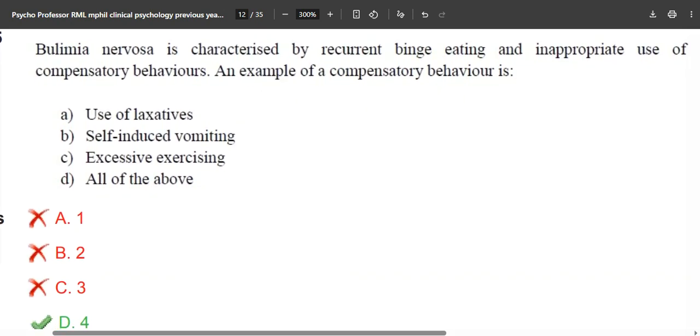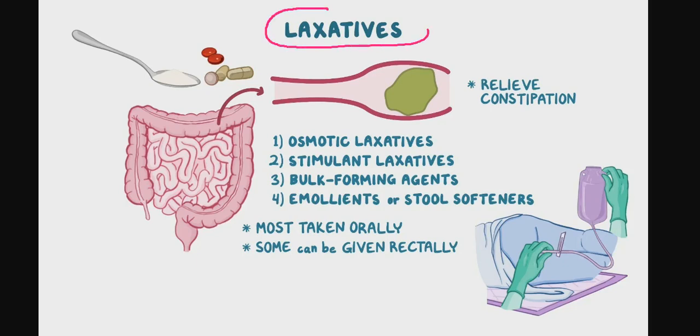Okay, so what is the correct answer? Use of laxatives, self-induced vomiting, excessive exercising, and option number D, all of the above. So what will you mark? You will mark option number D, all of the above over here. Okay, and now talking about laxatives, what are these?